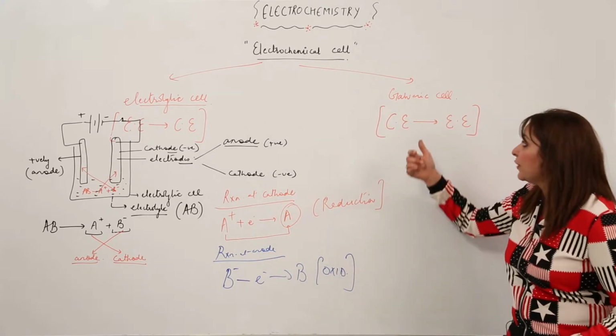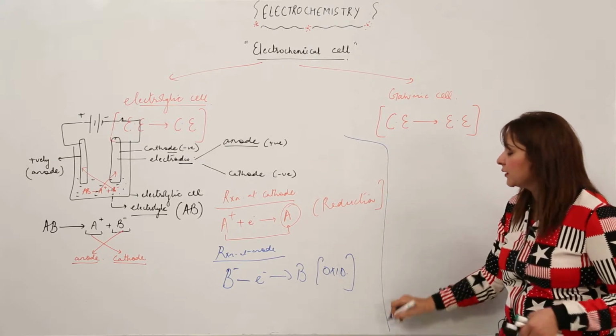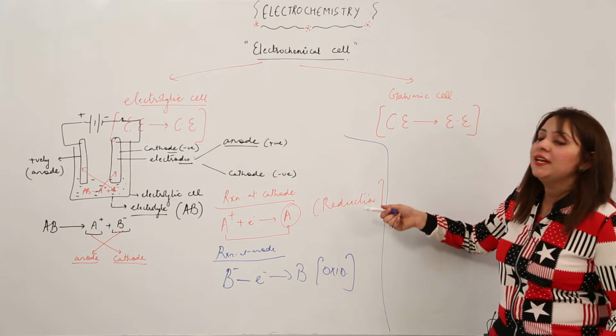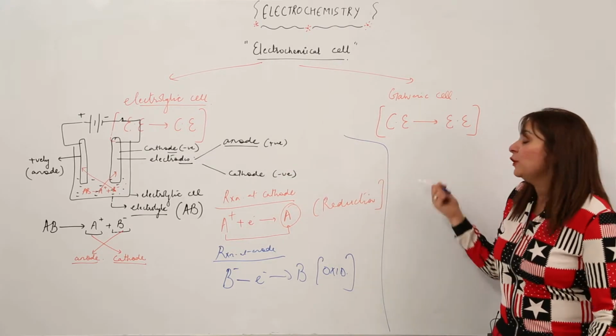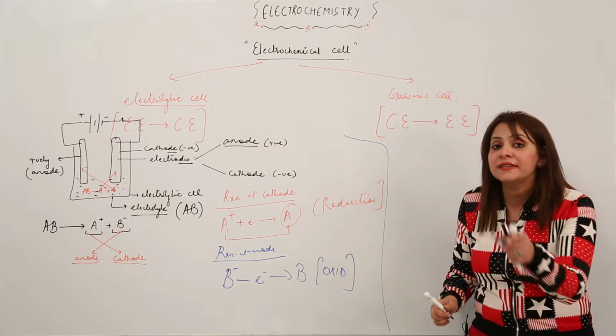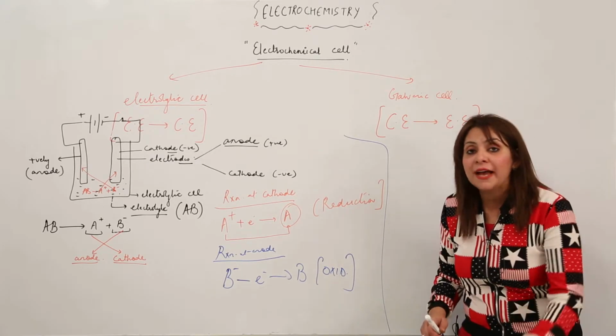Now let us concentrate on the galvanic cell. As I told you, it is a cell which works in the opposite manner to the electrolytic cell. That means it converts chemical energy into electric energy. It was converting electrical into chemical, now it will be converting chemical into electrical. We don't have to use any battery or cell in this case, because it will produce the current at the cost of chemical reactions occurring in it.